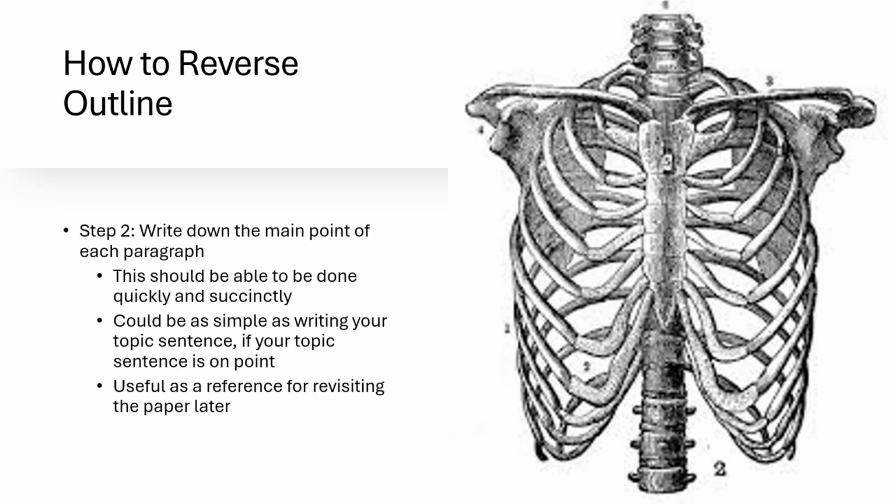So step 2 is actually doing this exact same thing, only you're doing it for the main point of each paragraph. This should be quick. It should be succinct, right? Ideally, you can do this in a couple of words. It could be as simple as just rewriting your topic sentence if you have really strong and clear topic sentences. But the idea here is that you only want one major point or one major takeaway per paragraph. So if you are noticing that in your own writing you have multiple points per paragraph, then that's indicative that maybe you need to split your paragraphs there.